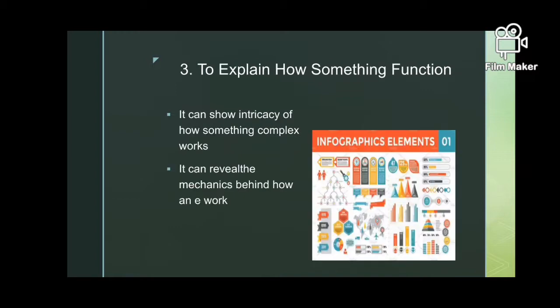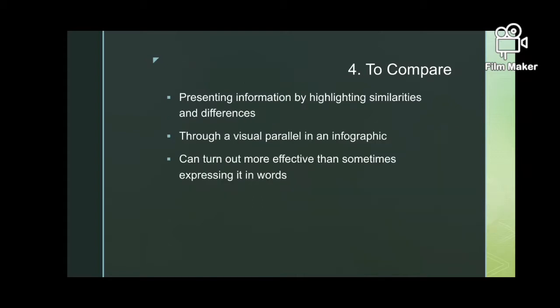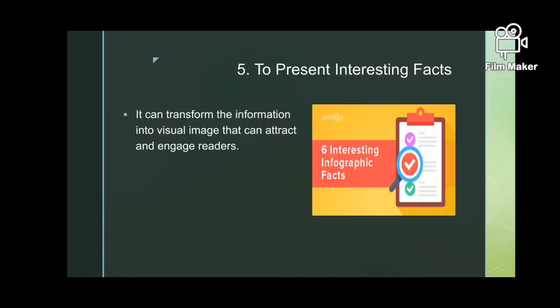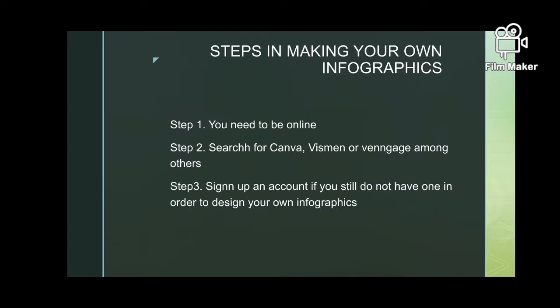Number 3 is to explain how something functions. It can show the intricacy of how something complex works. It can reveal the mechanics behind how an object works. Next is to compare. Presenting information by highlighting similarities and differences through a visual parallel in an infographic can turn out more effective than sometimes expressing it in words. Lastly is to present interesting facts. It can transform the information into a visual image that can attract and engage readers.